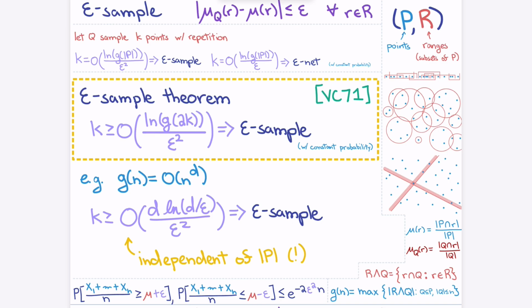And it's saying you would think that if you had more points, that should be harder. But it's saying no, it doesn't matter. All that matters is this growth function, and really, it's sort of the complexity of the range space, right? So g of n is less than or equal to n cubed. That's really some comment about the geometry of circles being simple, right? It's a relatively low complexity object, and it's just that complexity that determines the size of the sample you need. Okay, so that's really cool because it's independent of the input size.